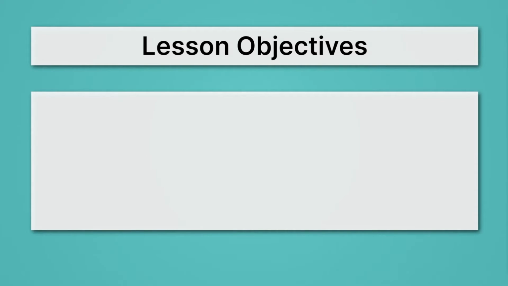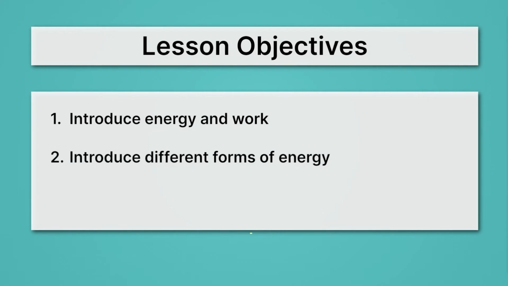Let's begin by reviewing our lesson objectives. First, we'll introduce energy and work. Then we'll introduce different forms of energy. And lastly, we'll explain simple machines. All right, let's start with energy.